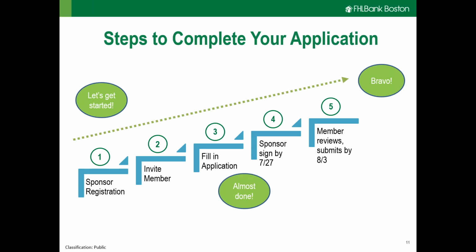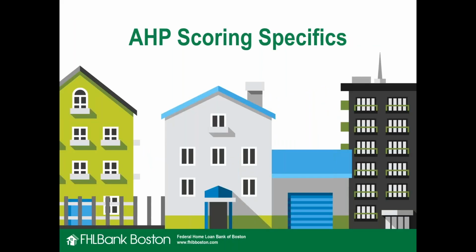So once the member has accepted the online invitation, that takes us to step 3, which is really the body of the application. And that's where sponsors will fill in all of the application data and documentation. You'll sign it, as we said, by the 27th of July, and members will review and electronically submit it by August 3rd.